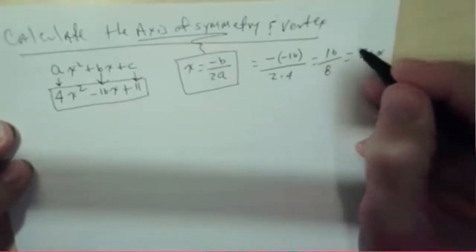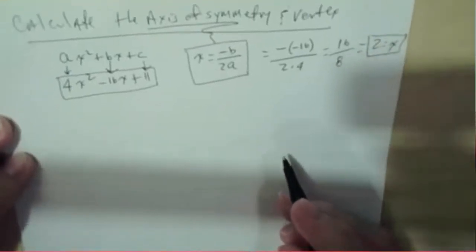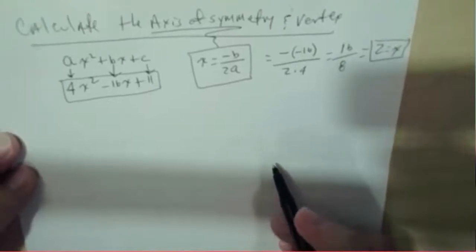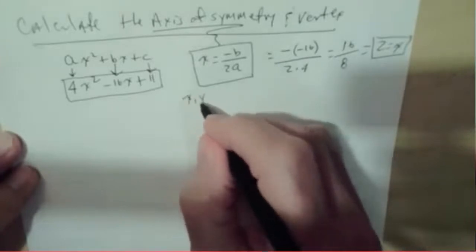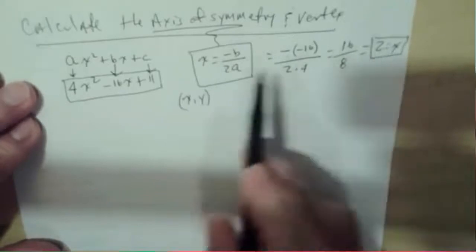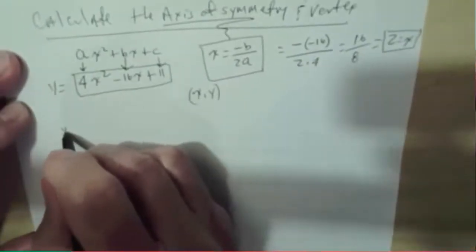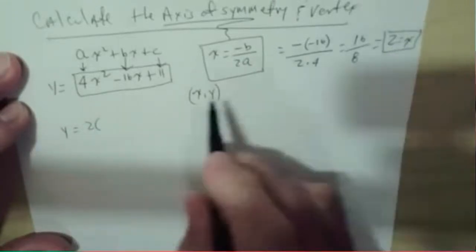Now, how are we going to find out the y? Because remember, the vertex has to be in the form xy. So all we do is we plug in 2, and remember, this is actually y equals. So y is going to equal 2 times, now x is 2, so wherever there's an x, we're going to plug in the number 2.